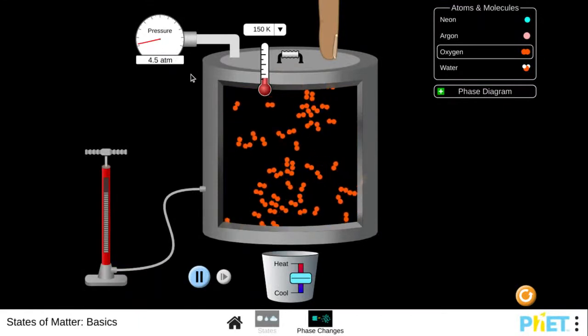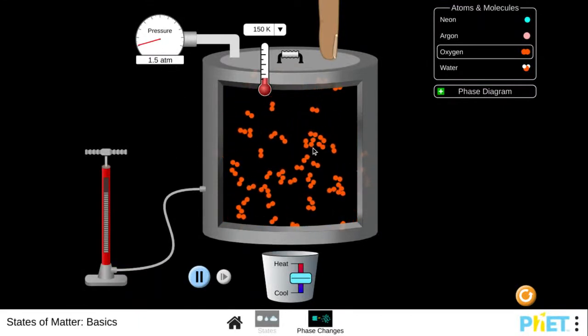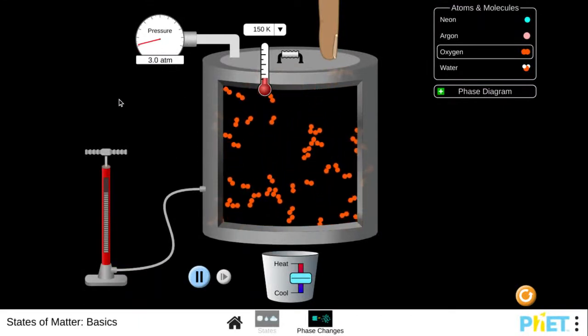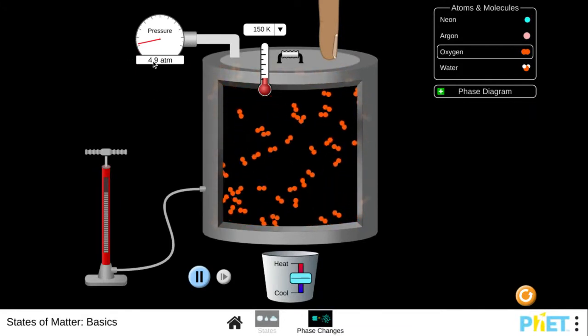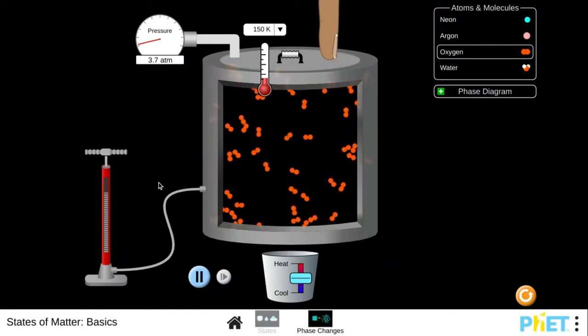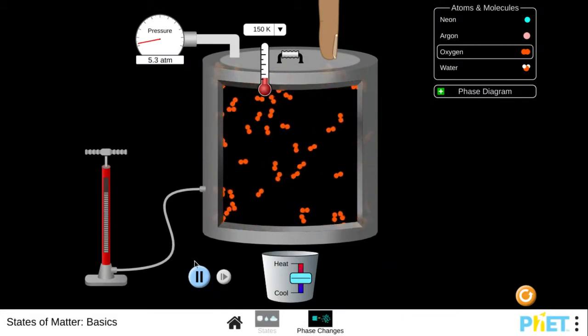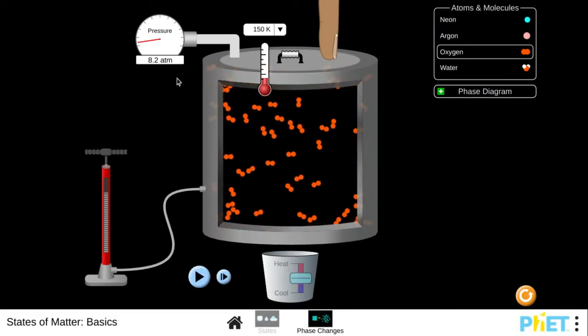And for the pressure, see how it's kind of fluctuating? I'd give it just a few minutes, see if it reaches some kind of a constant. And if it doesn't, then you might just pause and take a snapshot. And it's going to be a little bit different for everybody.